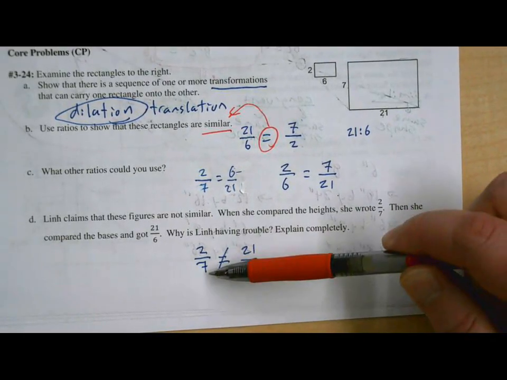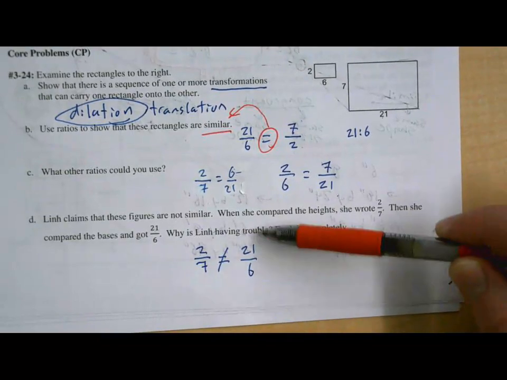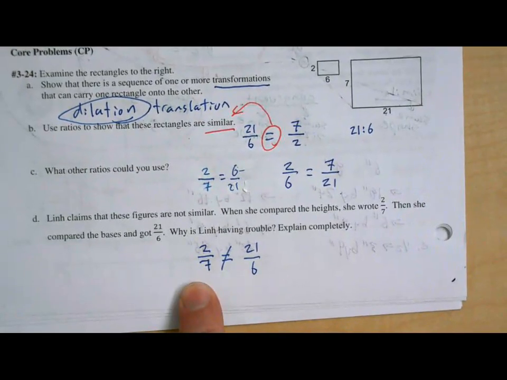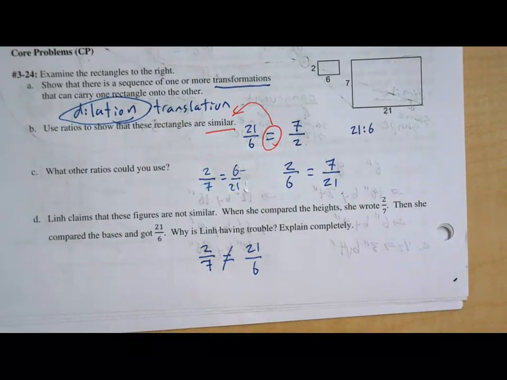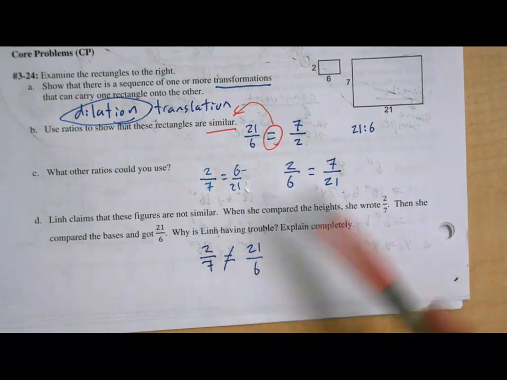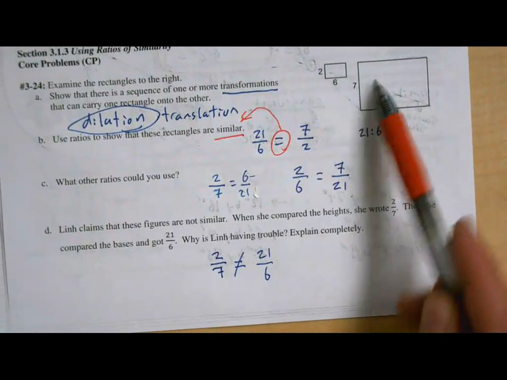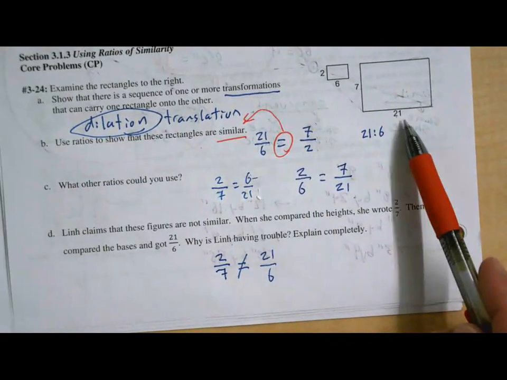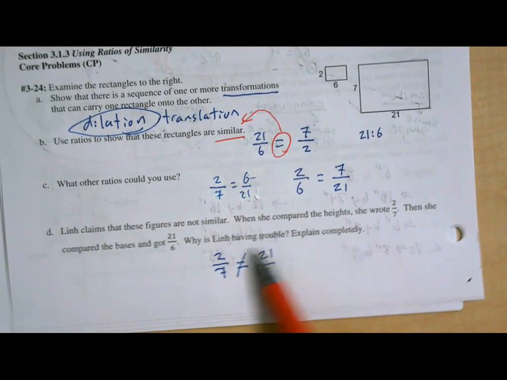When I look at this vertically, she was consistent. Can you guys look at this and see what I'm saying when I say vertically she was consistent? Do you agree? Vertically, she matched the 2 with the 7, and those are corresponding sides. And vertically, she matched the 21 with the 6, and those are corresponding sides. She was consistent with how she matched things going up and down.